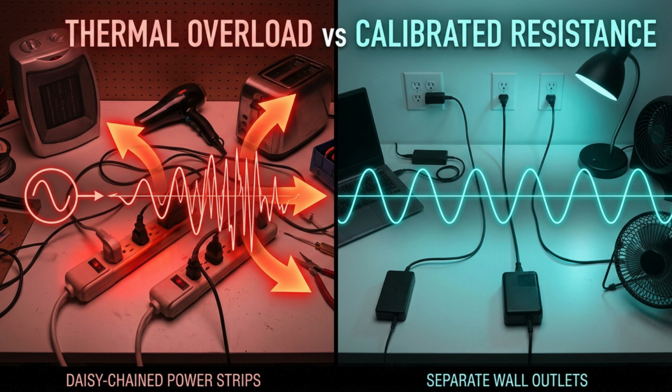Daisy chaining, thermal resistance overload. Plugging one power strip directly into another violates the copper's maximum amperage rating. The electrical resistance compounds, mathematically converting the excess current into lethal thermal heat until the plastic housing violently melts and ignites.